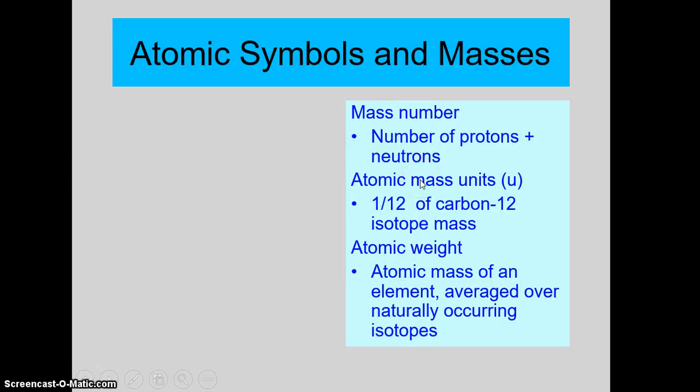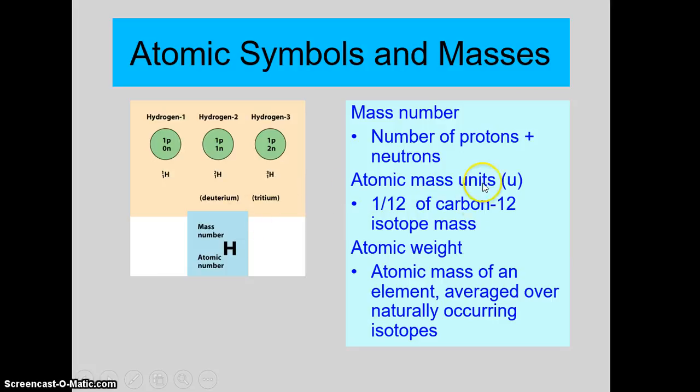One thing you also find on the periodic table is what's called the atomic weight, which is actually different than the atomic mass unit. The atomic weight is an average of all the different isotopes found on the Earth. Predominantly, most of the Earth has hydrogen 1, so it's not surprising that the weight is much closer to 1 than it is to 3, for example.